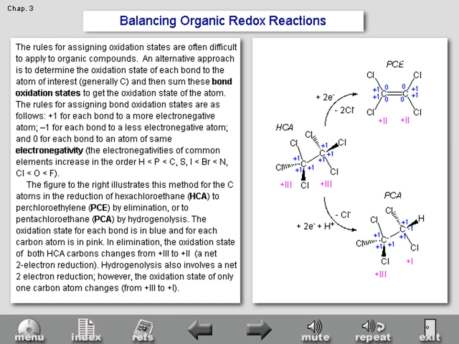The rules for assigning oxidation states are not so easily applied to organic compounds as they are for inorganic compounds. Oxidation states for the central carbon atoms, however, can be assigned by considering the electronegativities of the atoms in the bonds. This figure shows the reduction of HCA to either PCE or PCA, and illustrates how the oxidation state for the central carbon atoms can be assigned based on the bonds. The oxidation state for each bond is in blue, and for each carbon atom is in pink.